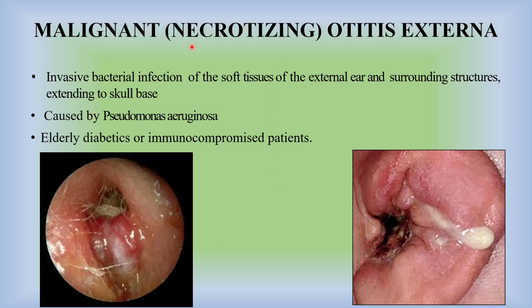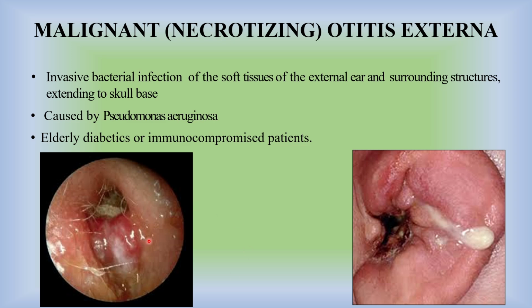So next is malignant otitis externa. I have made a full presentation on this malignant otitis externa, so just a small review. It is an invasive bacterial infection of the soft tissue of the external acoustic canal and the surrounding structures, which can extend to the skull base, and it is fatal. It is caused by Pseudomonas aeruginosa and mainly seen in elderly diabetics or those patients with immunocompromised state.